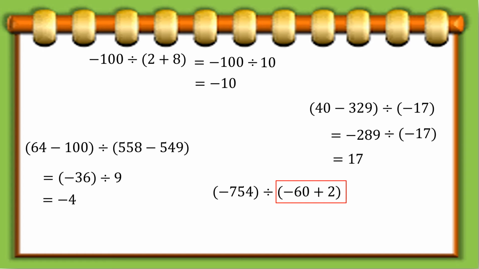Now let us have the last one. Negative 754 divided by (negative 60 plus 2). Let us deal first with the numbers inside the parentheses. So negative 60 plus 2 is equal to what? Correct. It is equal to negative 58. Now let us divide negative 754 by negative 58. It will be equal to what? Correct. It would be equal to positive 13.